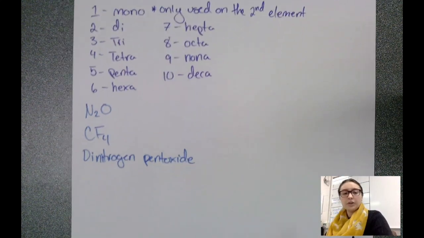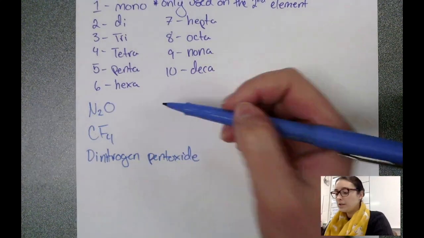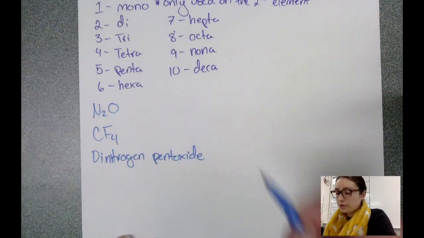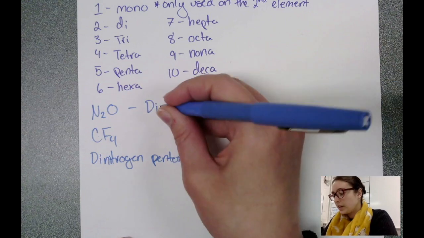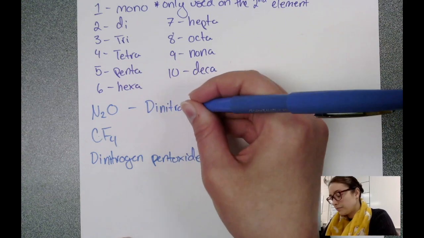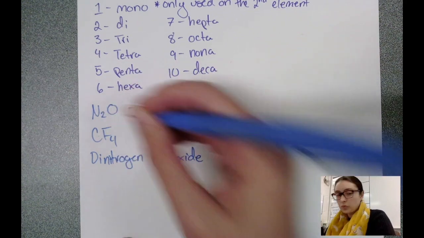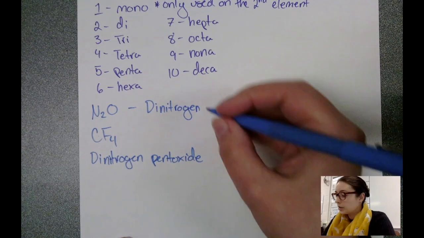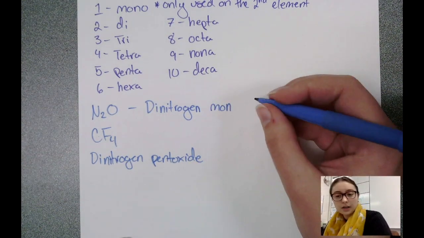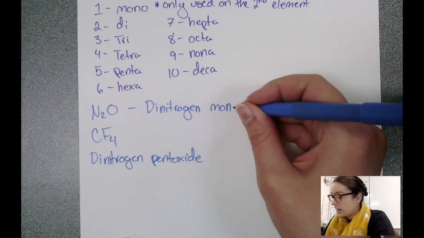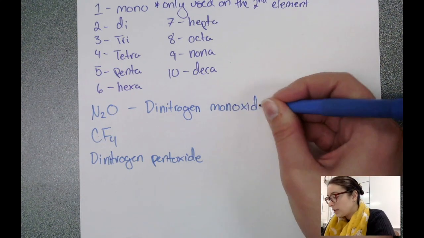All right, N2O. Well, prefix for 2 is di. N is nitrogen, dinitrogen. We have just one O, so it's going to need the prefix mono. And O is oxygen, so we're going to change it to oxide and make it monoxide, dinitrogen monoxide.